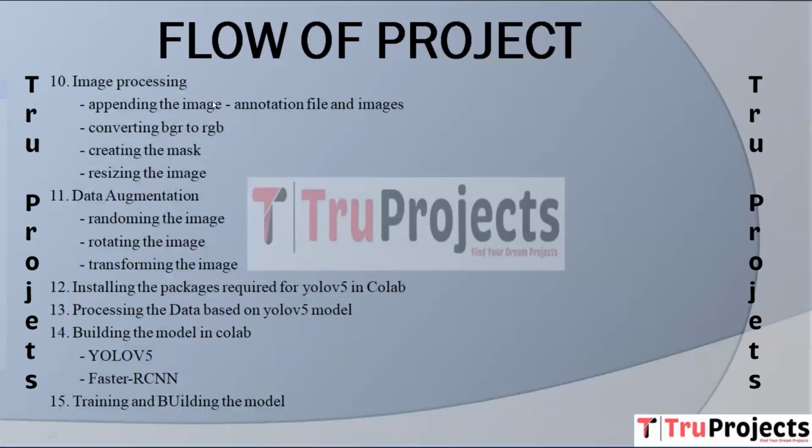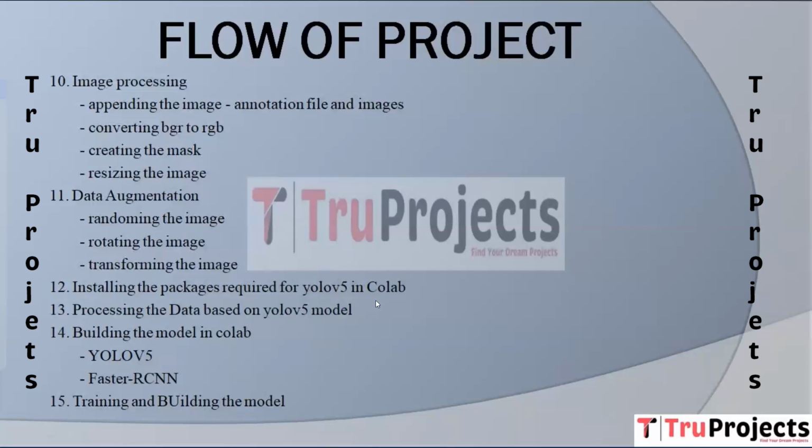The next step is image processing, appending the image and annotation file in images, combining image data with annotation files. The next is converting BGR to RGB, adjusting the color format of the image. Then we have creating the mask, generating a mask for the image, and resizing the image, adjusting the size of the image. The next is data augmentation, randomizing the image, applying randomization to the image, rotating the image, and next we have transforming the image, applying transformations to the image.